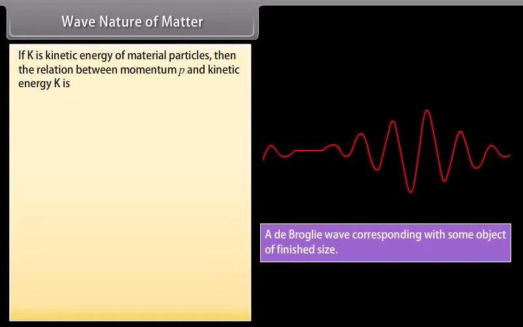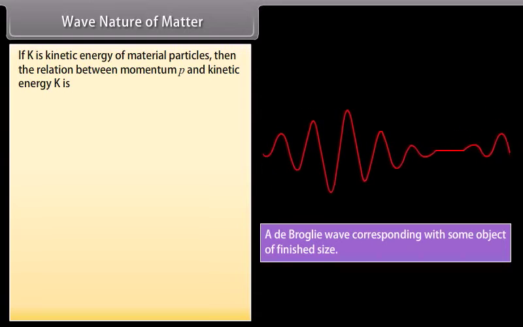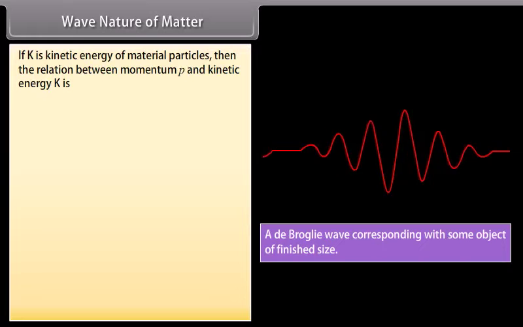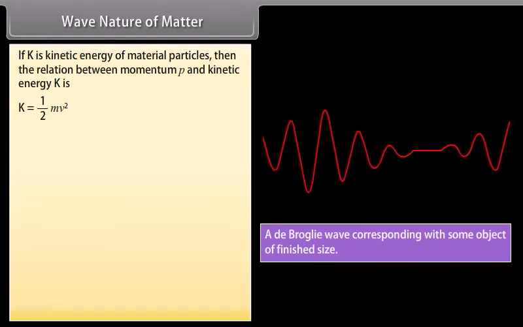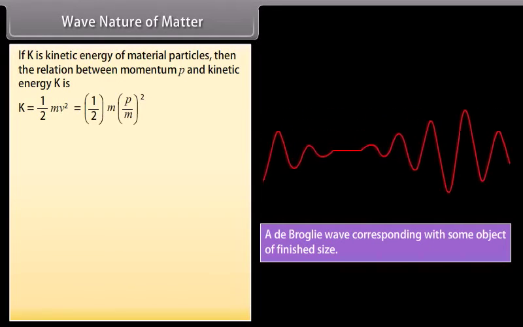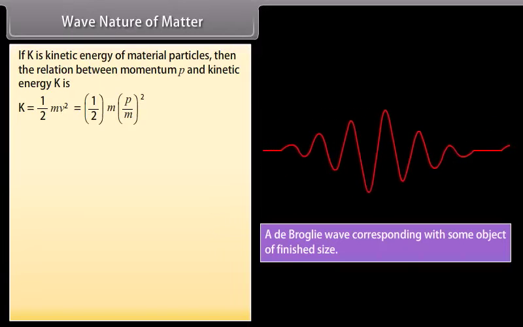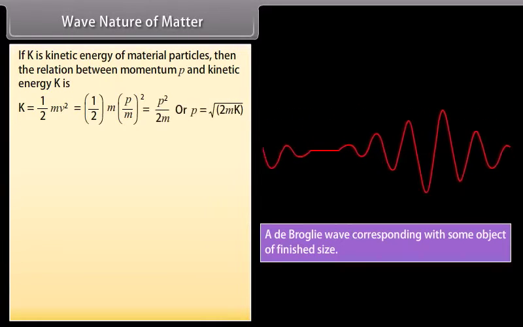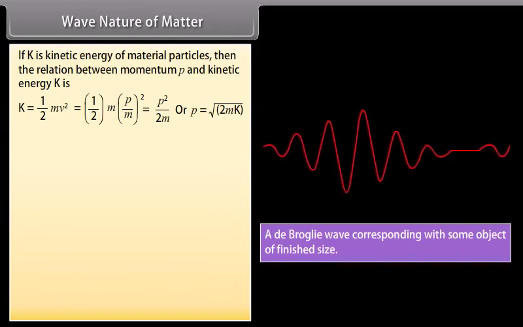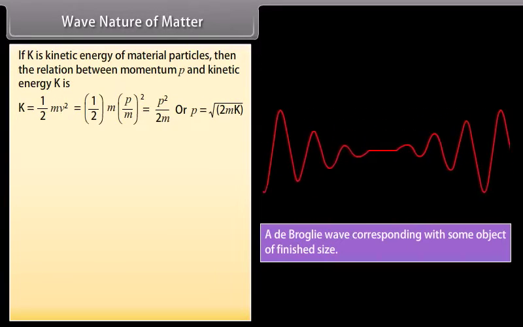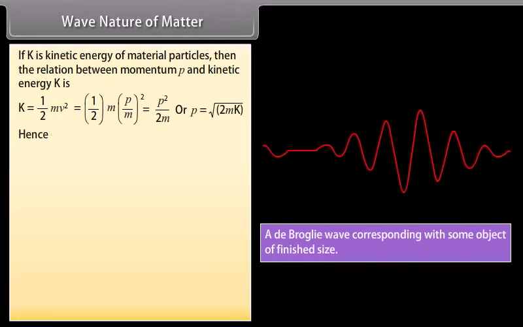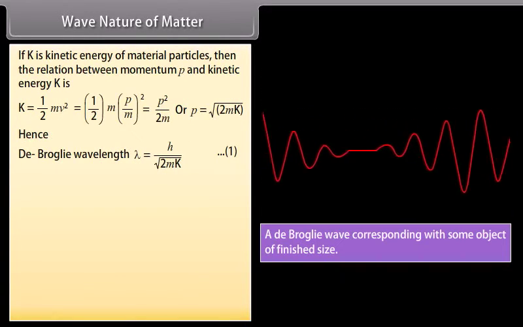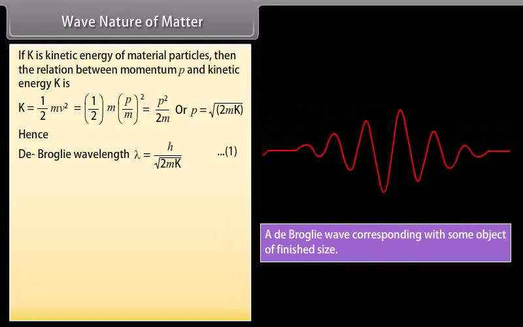If K is the kinetic energy of material particles, then the relation between momentum p and kinetic energy K is K equals 1 by 2 mv squared, which equals 1 by 2 into m into (p by m) squared, which equals p squared by 2m, or p as square root of 2mK. Hence, the de Broglie wavelength lambda is equal to h by square root of 2mK. Name it as equation 1.